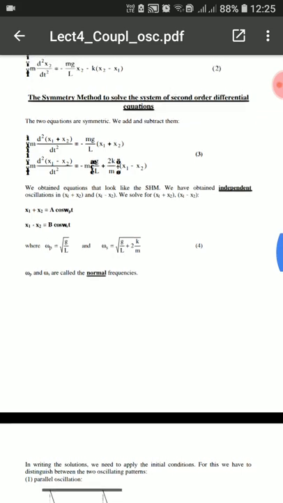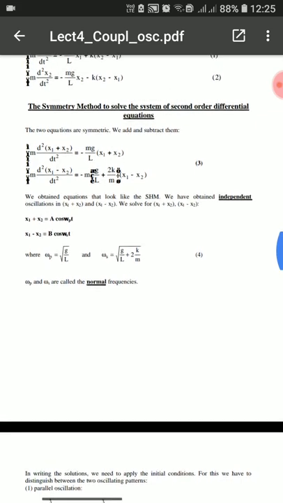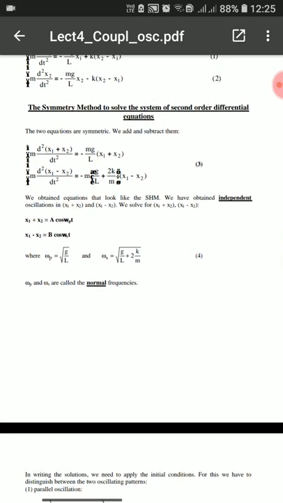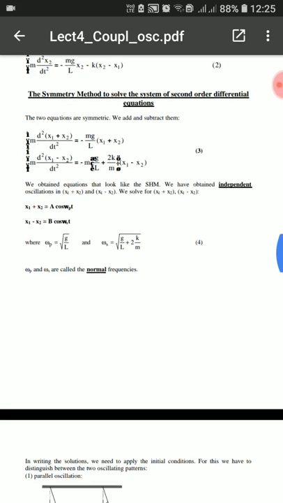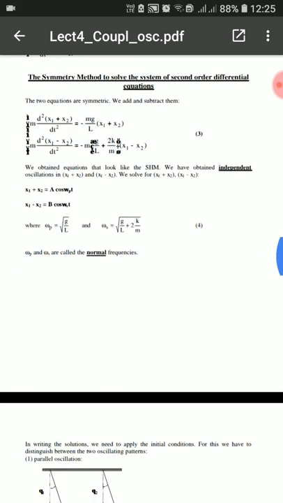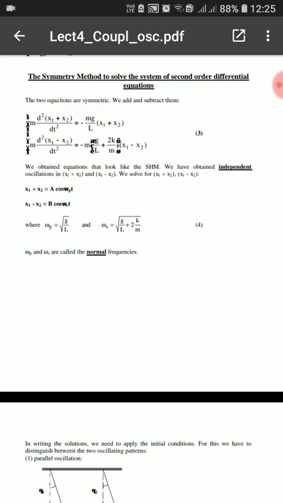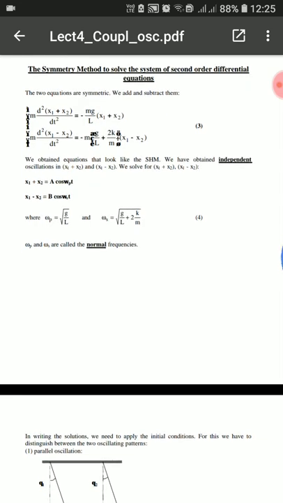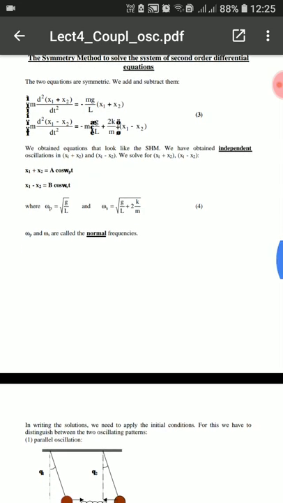Now we can write the two equations are symmetrical, so we add and subtract them. So on adding and subtracting we get these two relations. We obtain equations that look like simple harmonic motion. We have obtained independent oscillations in x1 plus x2 and x1 minus x2. So we solve for x1 plus x2 and x1 minus x2.